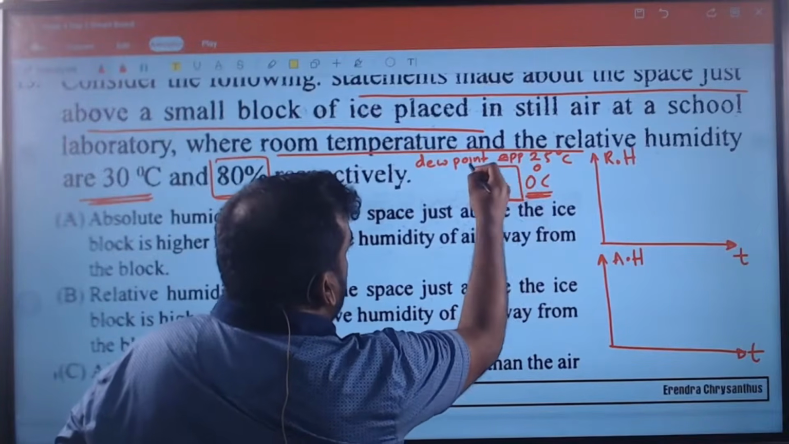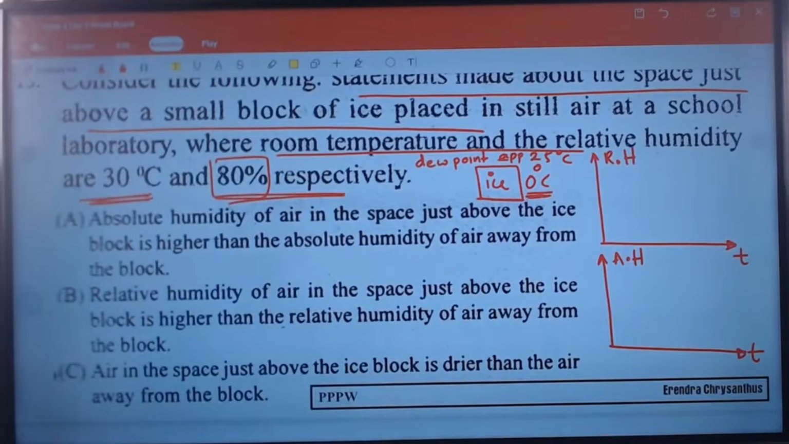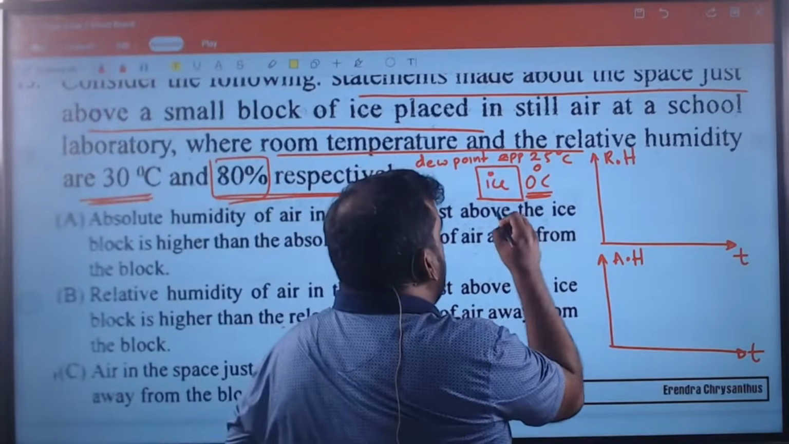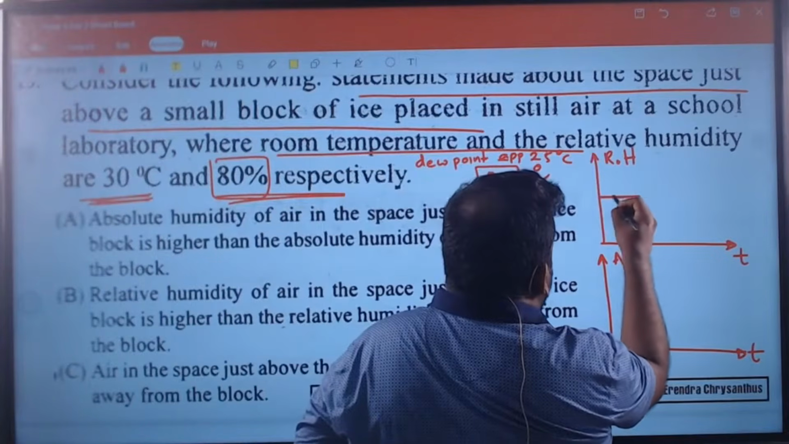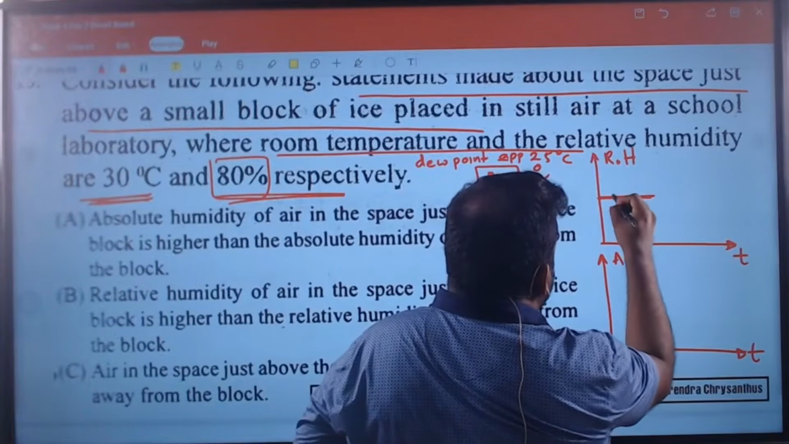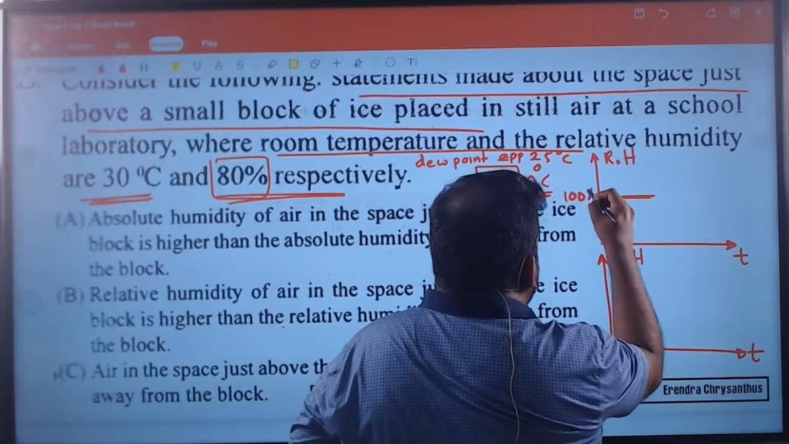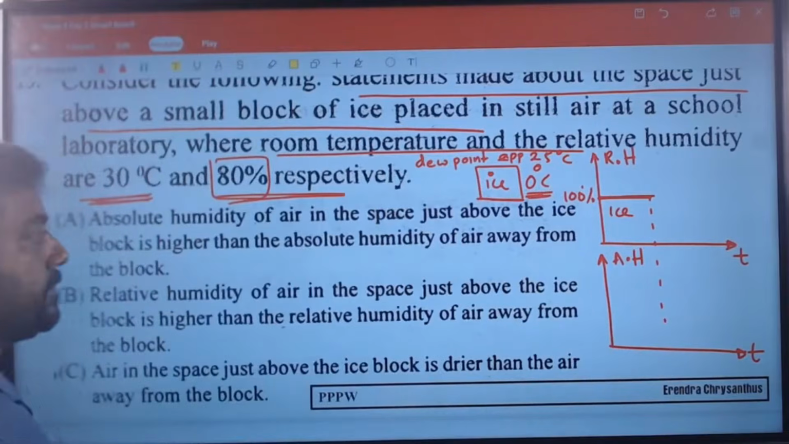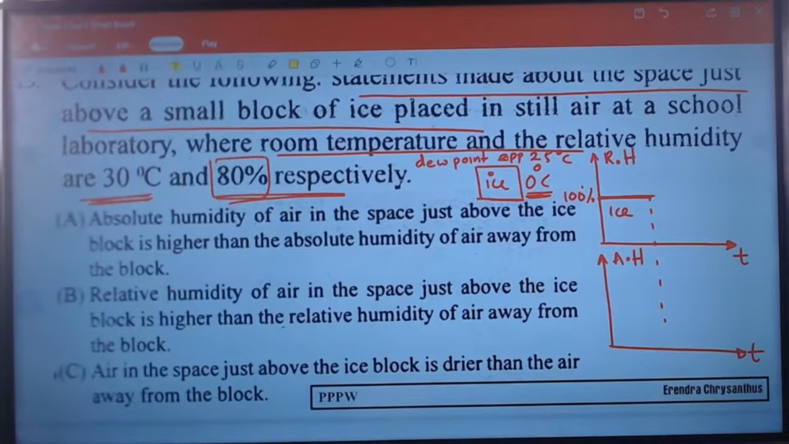Ice is 0, so around the ice, what can you say? Saturation has taken place. Saturation near the ice block has taken place, which means RH is actually 100%. Right. Okay.